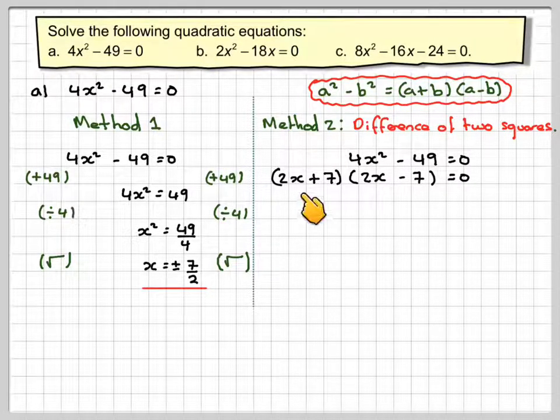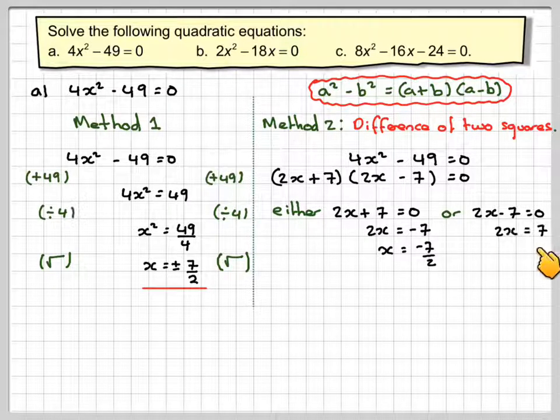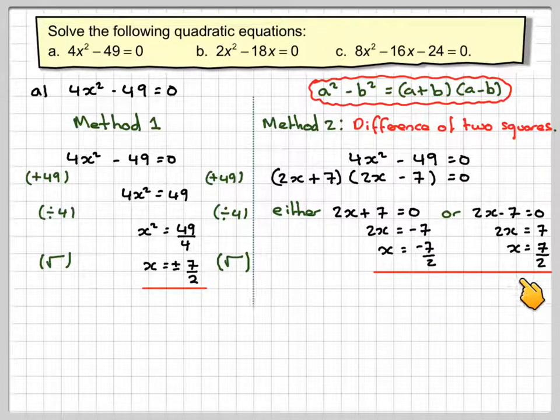And then either that bracket's equal to 0 or this bracket's equal to 0. So either 2x plus 7 is equal to 0, which gives that 2x is equal to minus 7, and x is equal to minus 7 over 2, which is one of the answers we got here. Or 2x minus 7 is equal to 0. We add 7 to both sides, we're going to get 2x is equal to 7, and then divide by 2, we're going to get x is 7 over 2, which gives us a positive version over here. So we've got the same answers whichever way we do this.